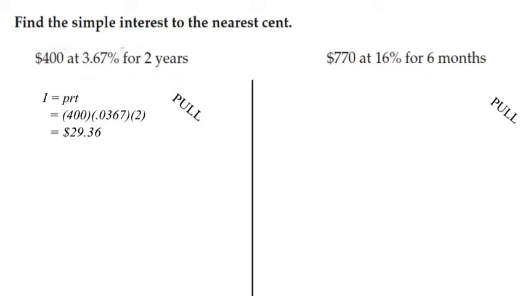Alrighty, $770 at 16% for 6 months gives us principal of $770, rate is 0.16. Time is a half a year, or 0.5 years, for a total interest of $61.60.